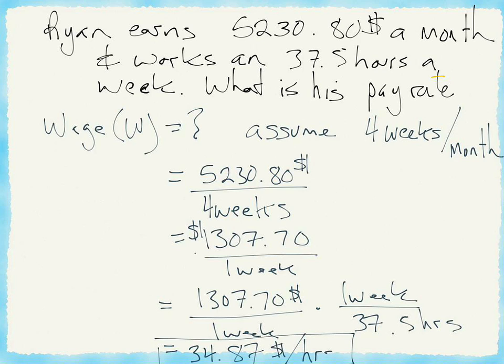And this works too. You can do this for a year. Say if you wanted to find out how many hours you worked in a year and you had a salary, you could take it and divide it by the number of weeks in a year and then figure out how many hours a week he worked, and that would give you your hourly rate.